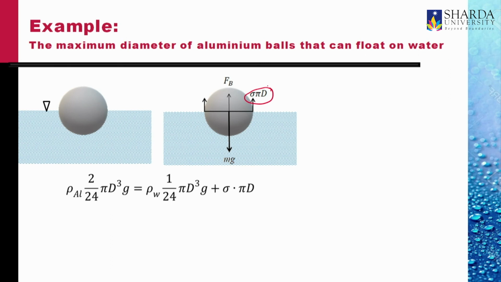Unlike in the case of a bubble, there is only one interface here, so the length we have taken is pi d. And plugging in the values for various quantities, we get d equal to 6.4 times 10 to the minus 3 meters, or 6.4 millimeters. Not a very small diameter. So aluminum spheres of diameter 6.5 millimeters can float on water if they are carefully launched.